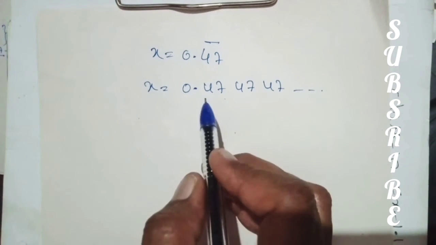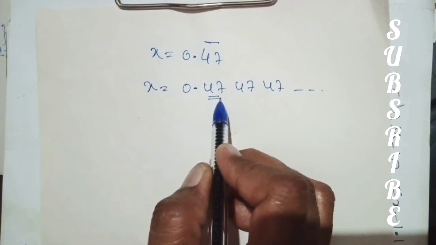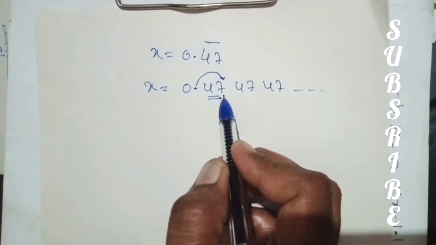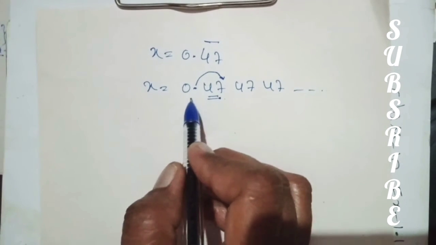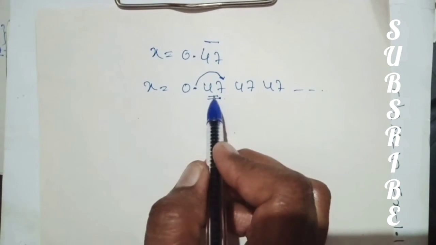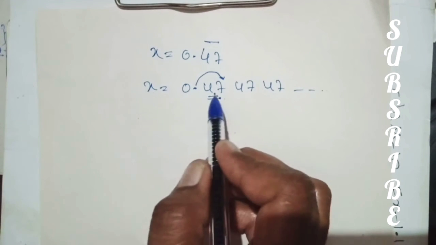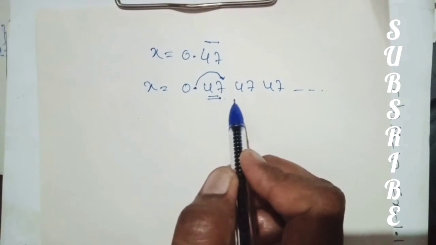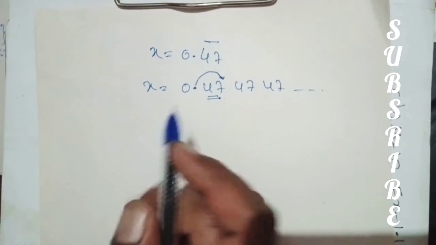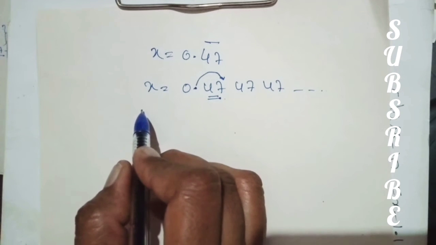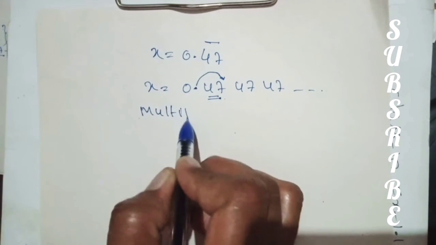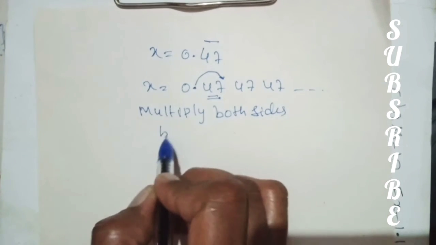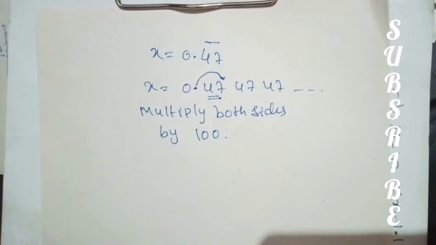See here children, here two digits are repeating. I want to shift this decimal point to here, that is after 2 digits. That means I have to multiply this by what? 100. If I multiply this with 100, then I can shift this to 47.4747. This way I am going to get, because I want a whole part. So now look here, for that what you are writing here, multiply both sides by 100. This way you are writing, very simple.